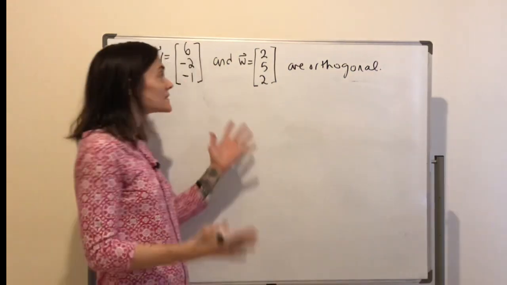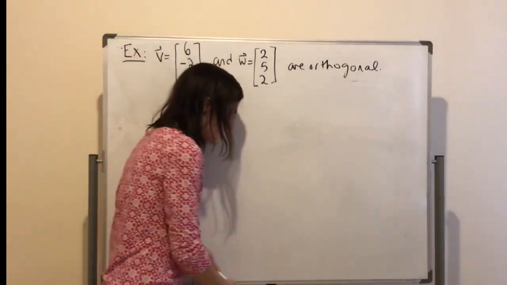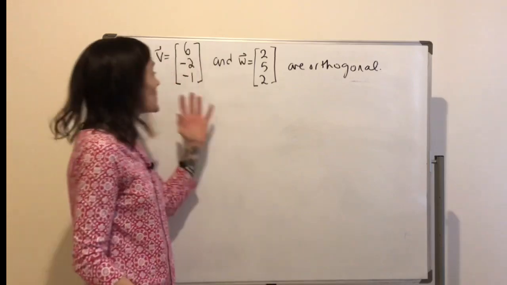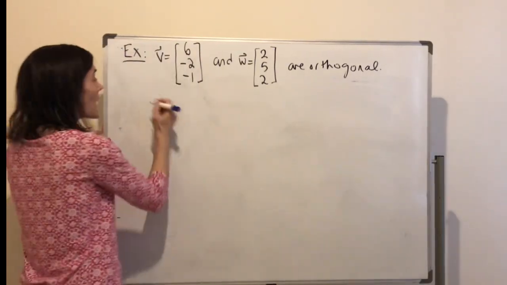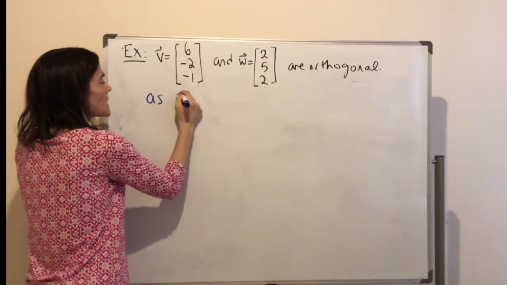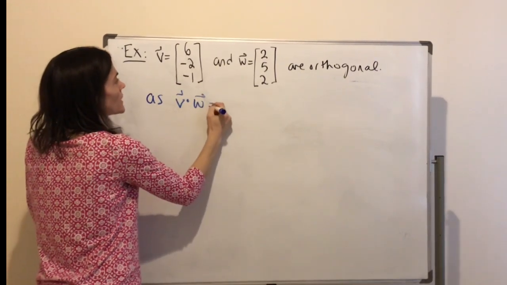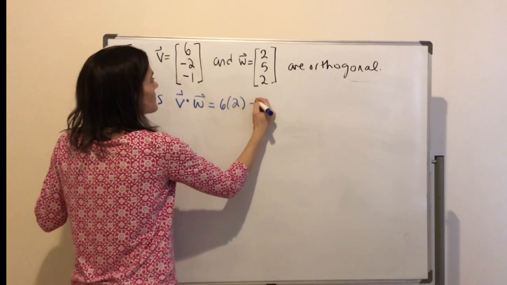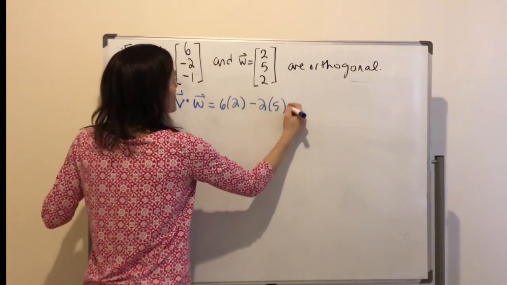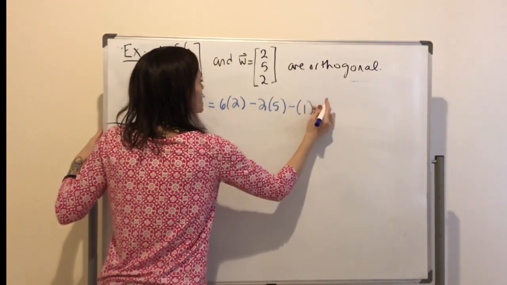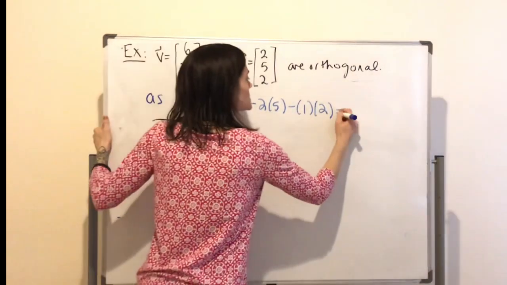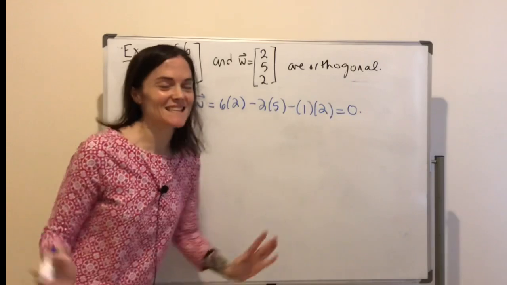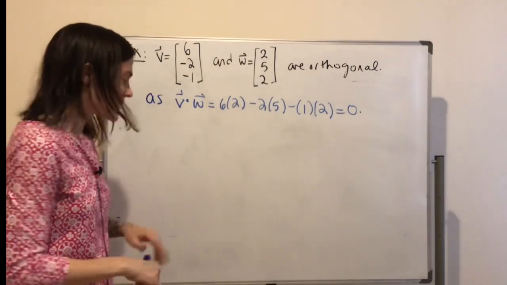As a quick example of this idea, we see that V and W are orthogonal. Well, why? If you take their dot product, we get 6 times 2 minus 2 times 5 minus 1 times 2. And this is 12 minus 10 minus 2. This is 0. So this says these two vectors are orthogonal.